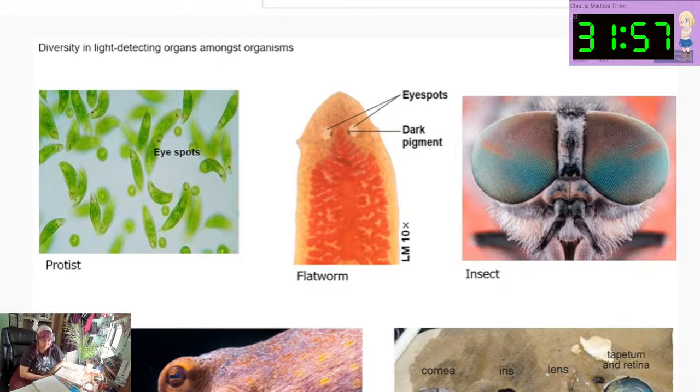And these proteins are found within different structures in different organisms that sense or respond to light. For example, a euglena, which is a plant-like protist, has eye spots that we see in red here that allow them to respond to light. Simple animals like flatworms can detect light in very basic ways using their eye spots, which are more advanced.